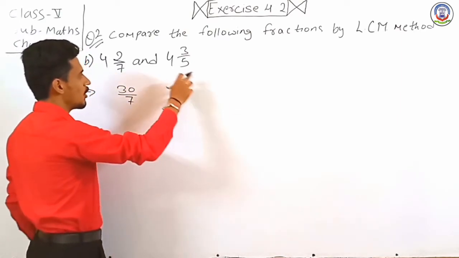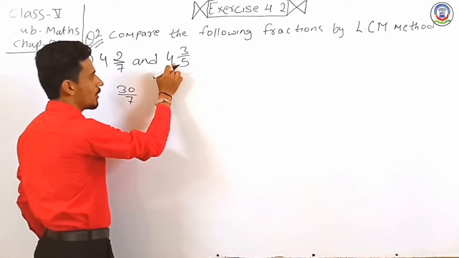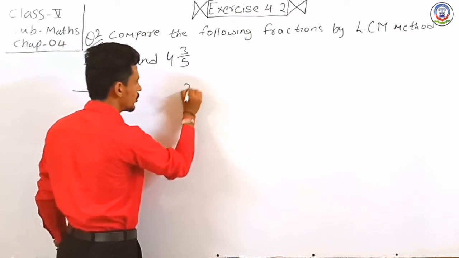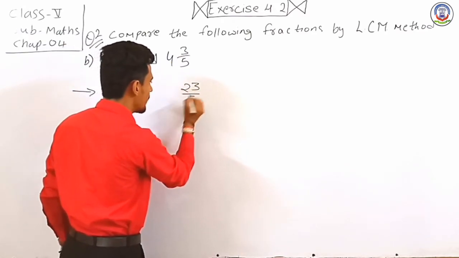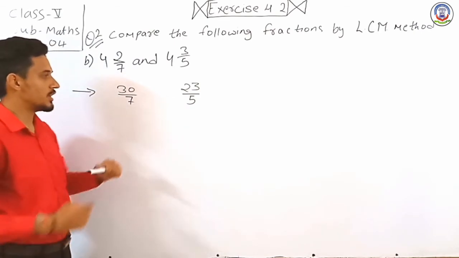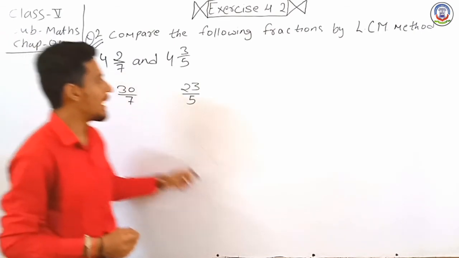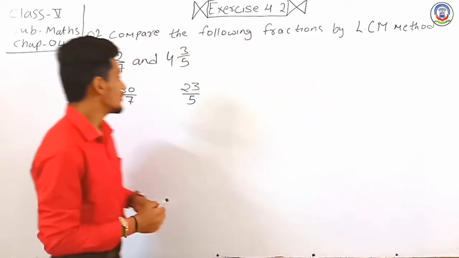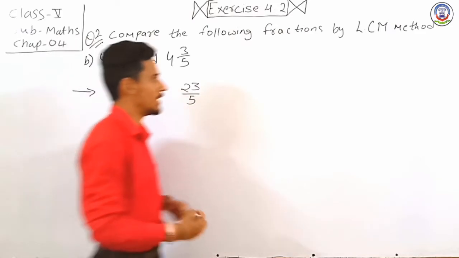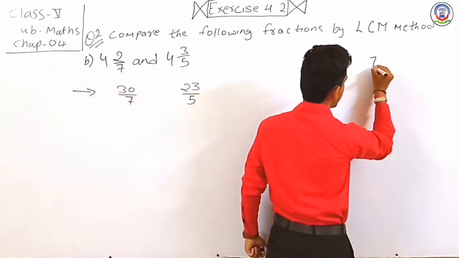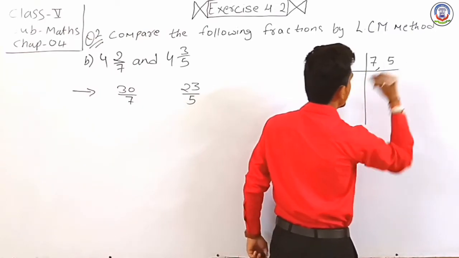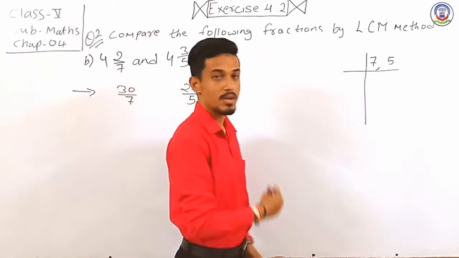So we write here 30/7. And here also 5 multiply 4, it is 20. And when we add 3 to it, it is 23. So 23/5. Now we have two fractions which have different denominators. So now we have to solve it by LCM method. So we have to take LCM of 7 and 5, which is denominator. So we write here 7 and 5 in horizontal and we have to divide by these numbers.